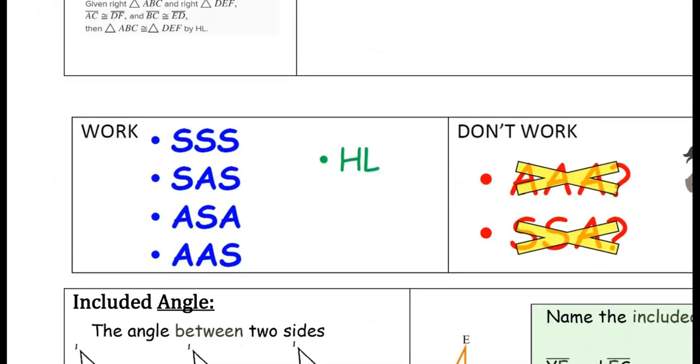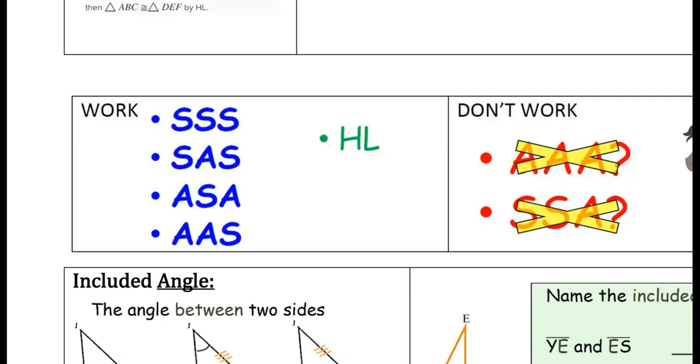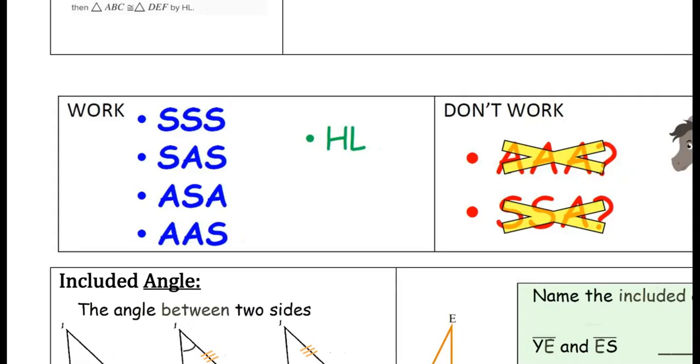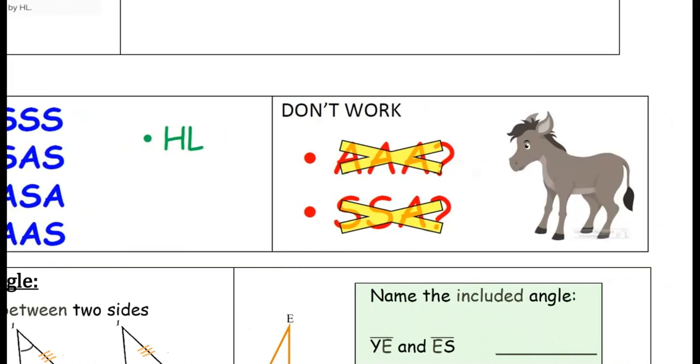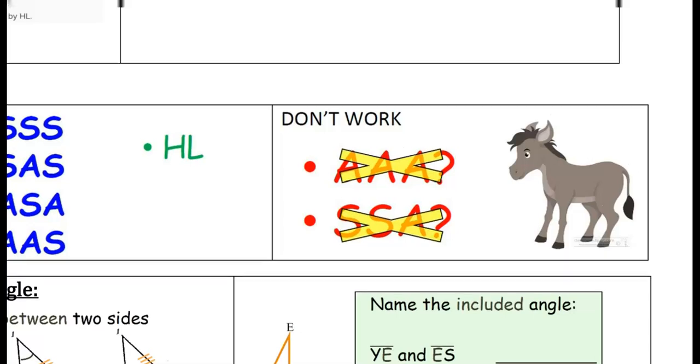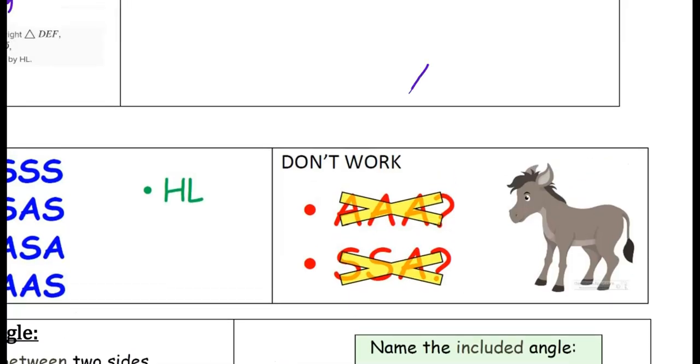So here's our recap. What works? SSS, SAS, ASA, AAS, and HL. What doesn't work is our SSA, or the other direction of that. We don't spell bad words in math. And no AAA. So why not AAA?